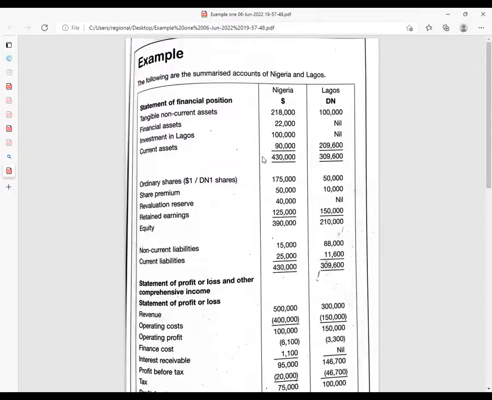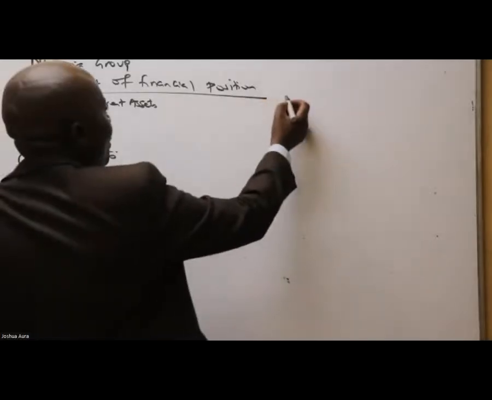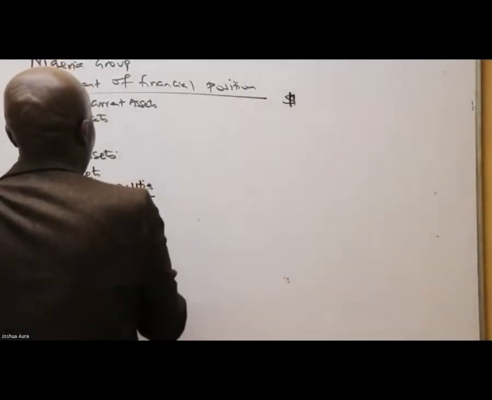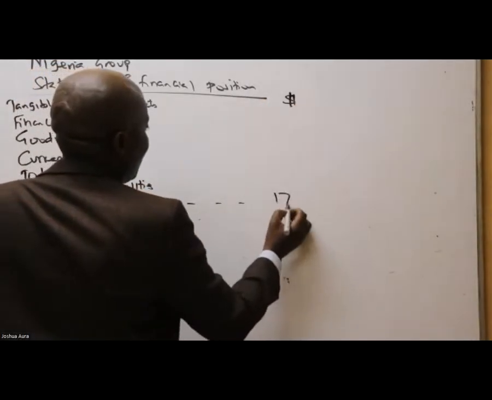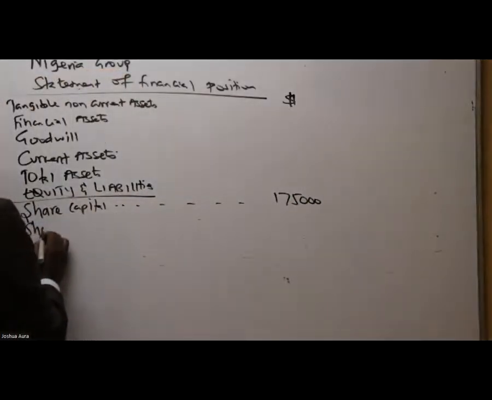Can somebody in this case guide us? So thank you very much. For share capital, you always pick the one of the parent. You ignore the one of the subsidiary. So for share capital, I'll simply come and pick 175,000. The same case applies with share premium, free marks really.